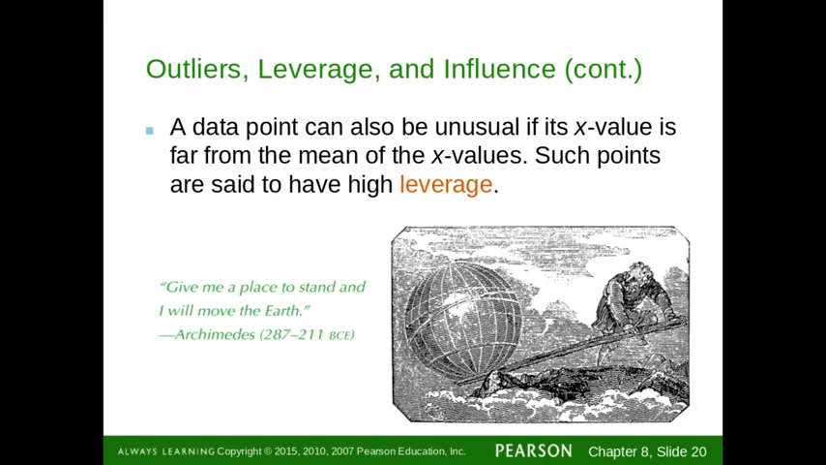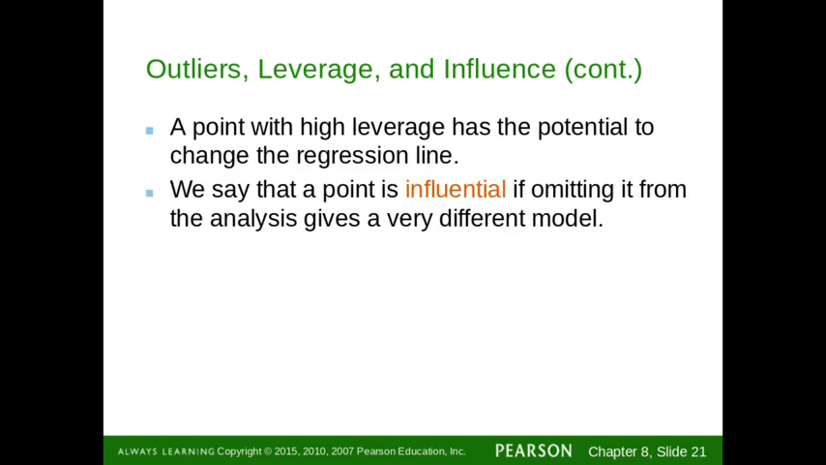So a data point can also be unusual if its x value is far from the mean of the x values. Such points are said to have high leverage. So the mean is where the bulk of the data usually is, and once we start to get away, that distribution changes. So a point with very high leverage has the potential to change the regression line.